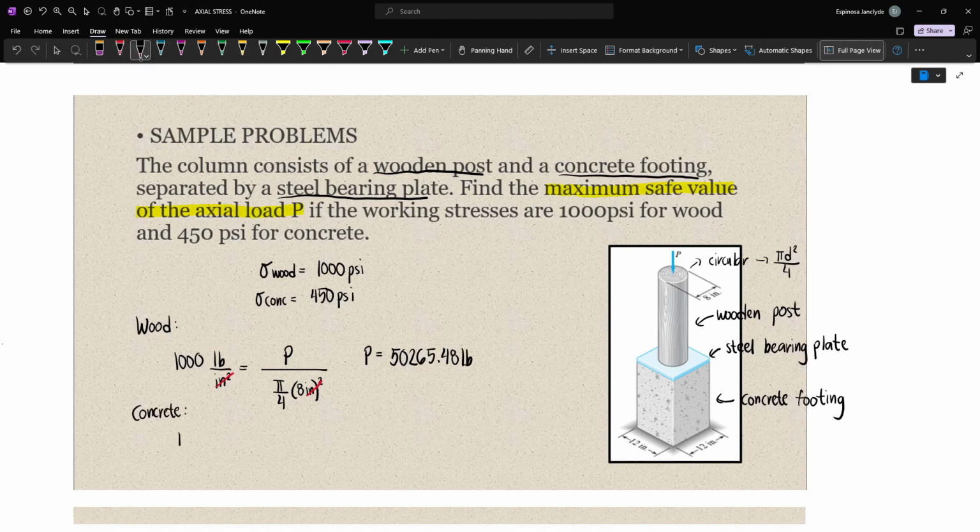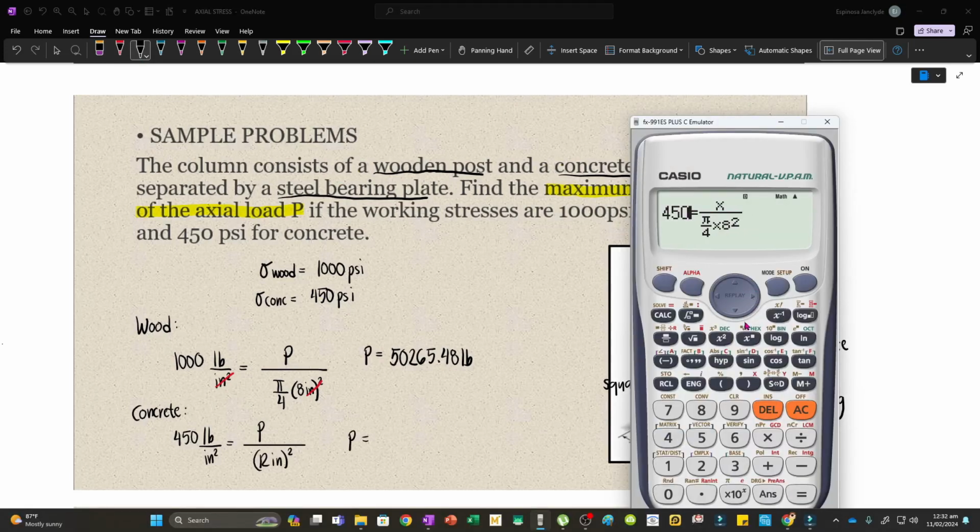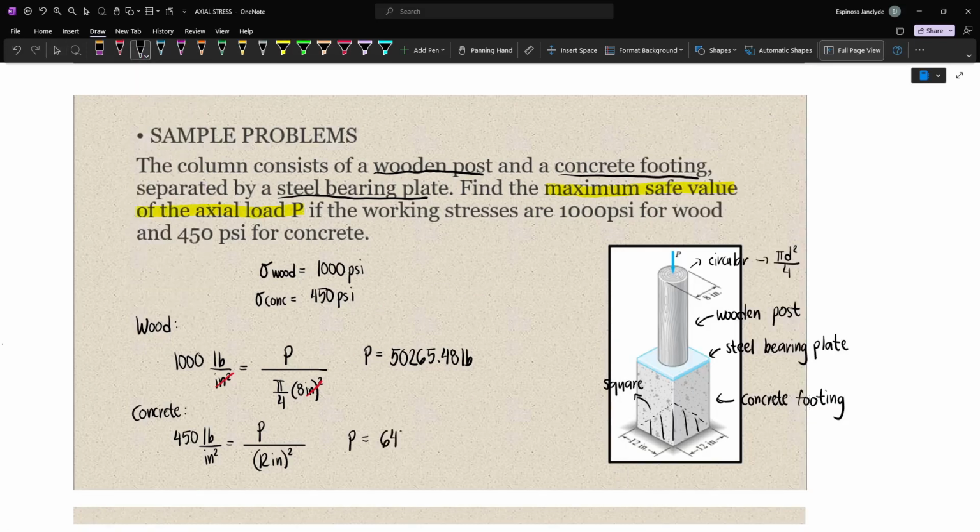And then for the concrete footing, our allowable stress is 450 psi, and we have P divided by the area, which is essentially a square. So that will be 12 inches squared. And so solving P, we have 64,800 pounds. Now, the next question that will arise is, which of these loads is safe?